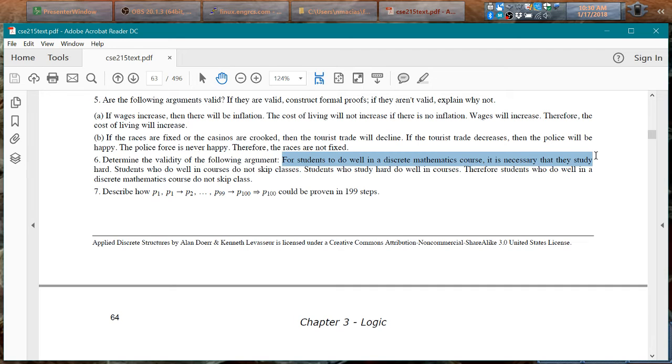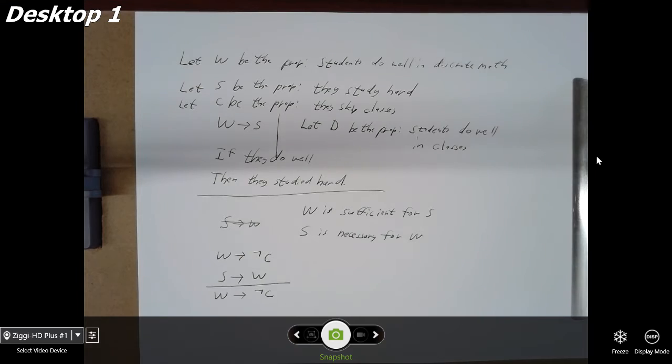So students who do well in courses, let's just work with doing well. Then you do not skip classes. So that gives us not C. And then students who study hard do well in courses. And if you do well in courses, you do well in discrete math, right? So if you study hard, which was S, then you do well in courses. So that's W. And the conclusion is students who do well in discrete math do not skip courses. So W implies not C. So I think that's how we rephrase that problem in propositional language.